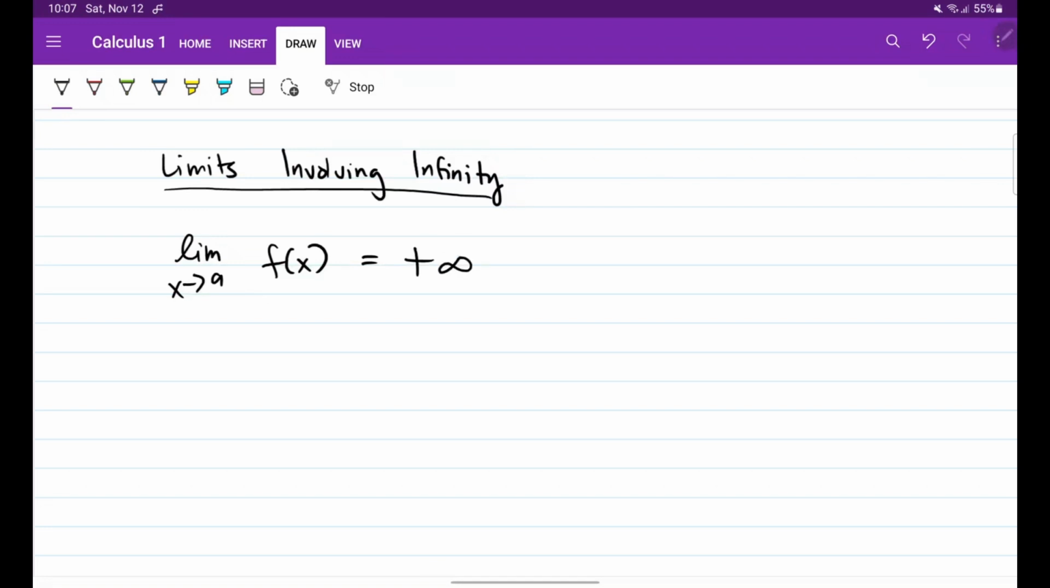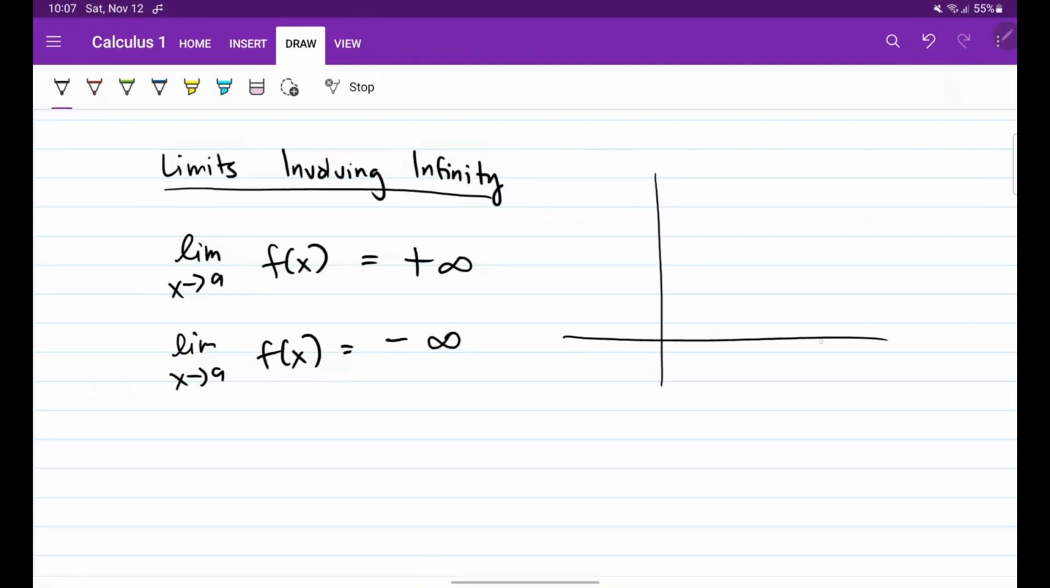positive infinity. And pwede rin naman mangyari yung kabaliktaran na limit as x approaches a of f of x and hindi tumitigil sa pagliit yung value na ina-approach nung f of x, and that is what we say equal to negative infinity. So you can imagine this na kapag meron kang graph, let's say this is A. So this is the x-axis, this is the y-axis, and meron kang graph na just increases and increases. Okay? So as x approaches A, palaki lang ng palaki yung value. Okay? So that is how we define limits involving infinity.